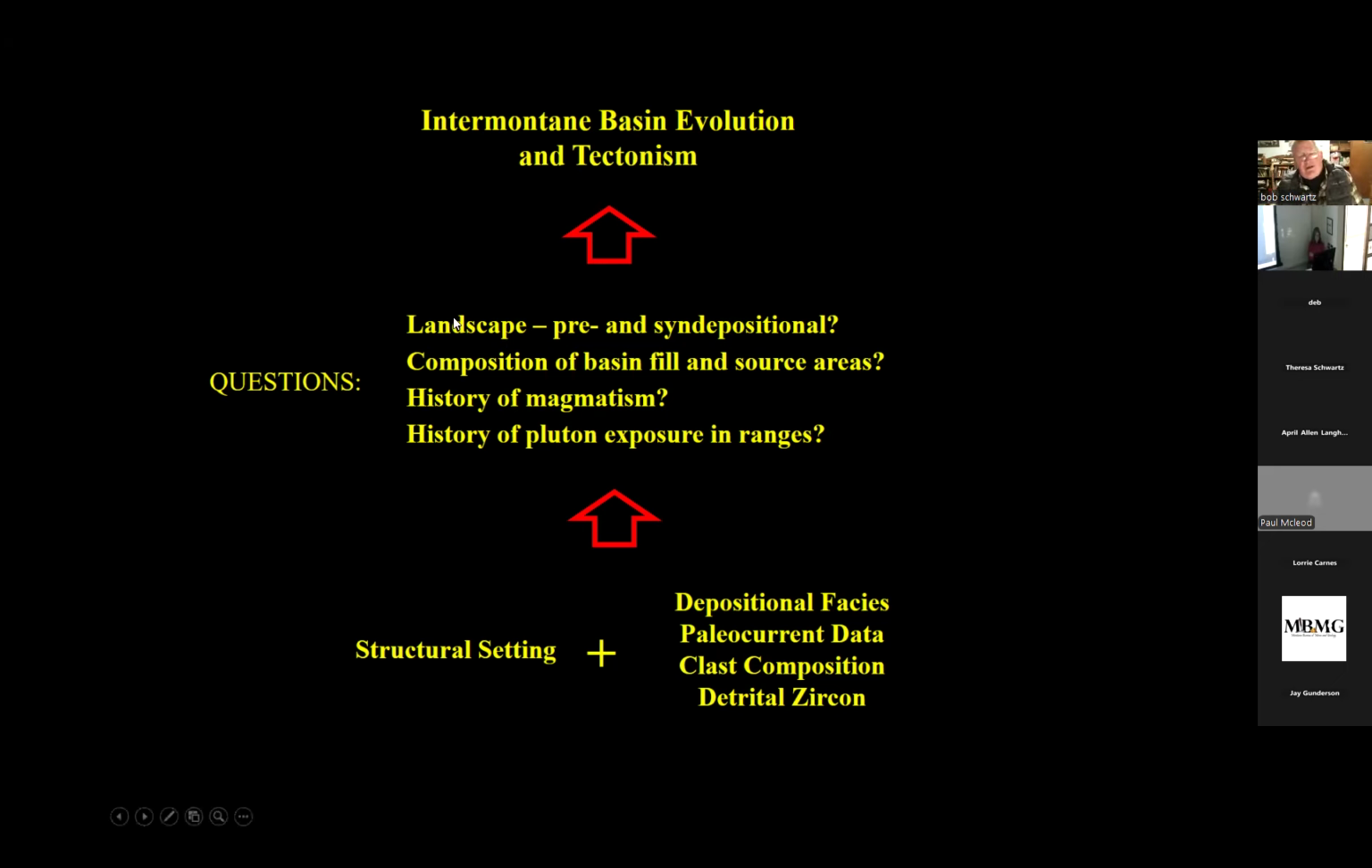So how do we get to this? How do we address these questions? Well, the key data is considering the structural setting, in this case, contractional structures associated with Cordilleran tectonics, followed by extensional tectonics and normal faulting. That consideration, plus identifying depositional facies, paleocurrent data associated with the different systems, clast composition, and detrital zircon.